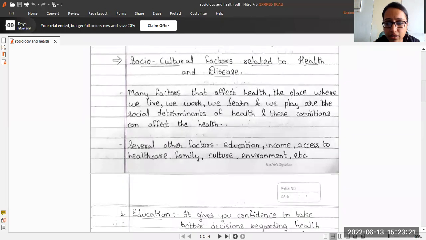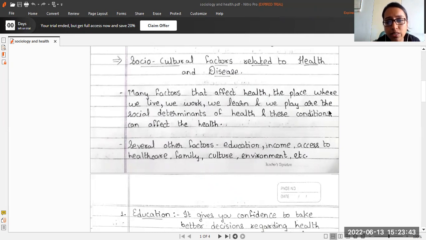Social and cultural factors related to health and disease. Many factors affect health. The places where we live, work, learn, and play are the social determinants of health, and these conditions can affect health.